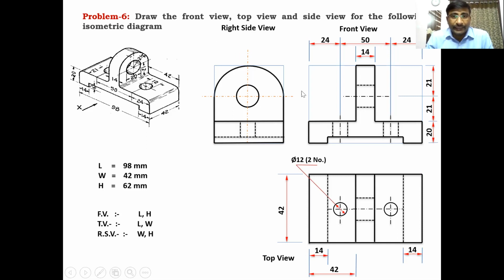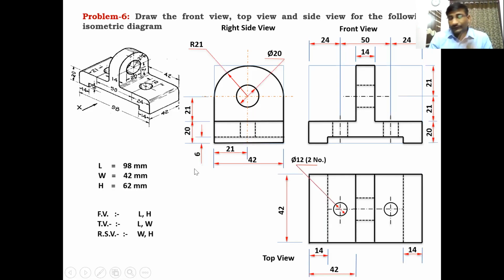Okay, this is the right side view. Like this you have to produce orthographic views, giving the dimensions of the side view. The circle diameter is given as 20 mm. Semicircle radius is given as 21 mm. And the height of the center line of the semicircle is 21 mm from the top surface, and the total height from this bottom to this line is 20 mm, and the dotted line is at a depth of 6 mm. At a distance of 21 mm draw an axis line, and total width is 42. Okay, these are the total dimensions of the given diagram.